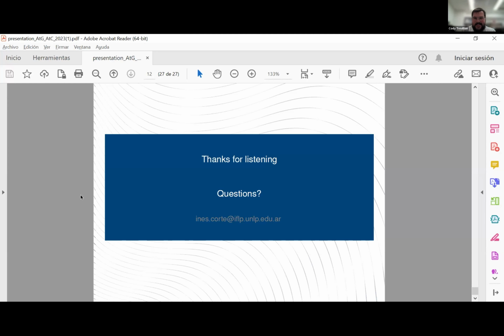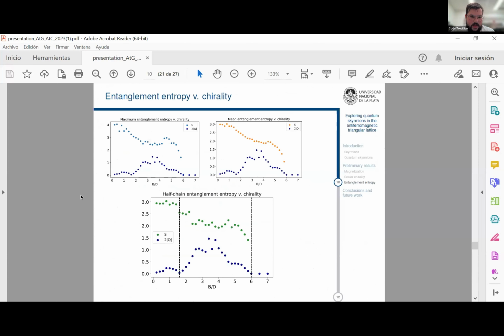Hi, Ines. Thanks for this interesting work. I'm curious, you described entanglement entropy versus chirality, and I didn't exactly understand the two scales that you had going there. Specifically, you're describing a non-integer chirality. Can you comment on that?